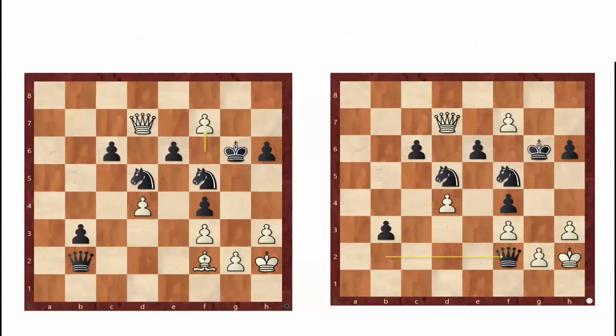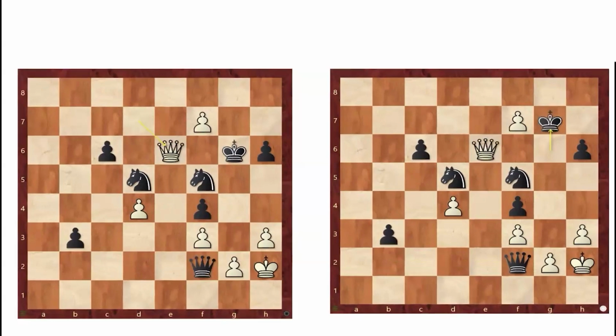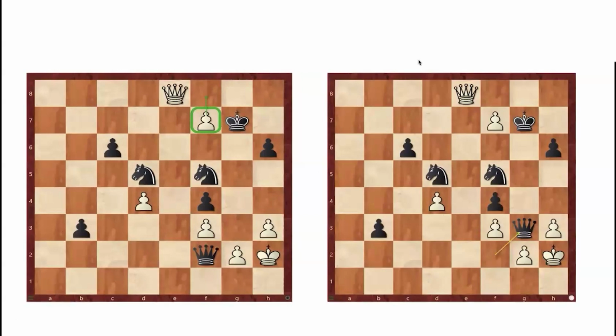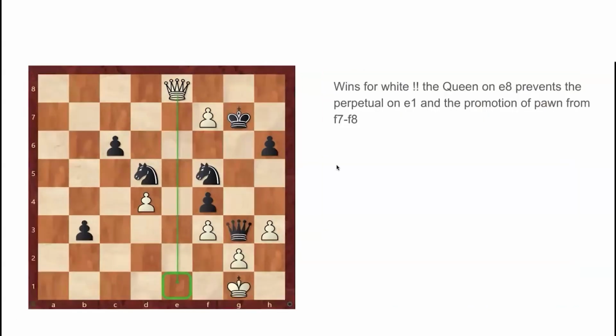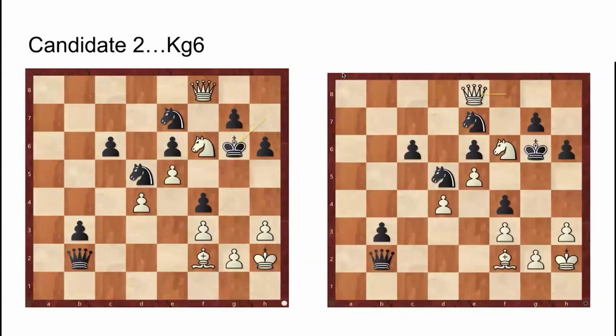So how to win this position? Let me know in the chat. Queen into e6 system. King g7. Yeah, queen e8. And after queen g3, we have king g1. So the whole point is that we are able to prevent the perpetual check compared to the initial position.